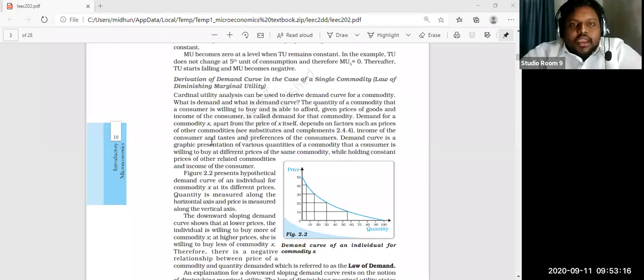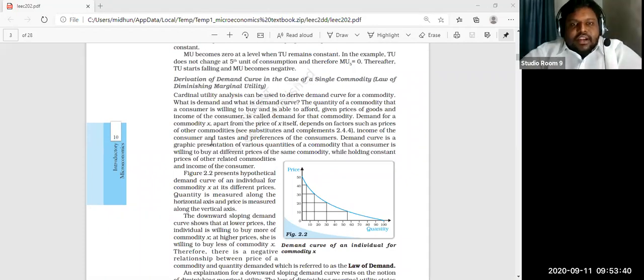Here, cardinal utility analysis can be used to derive the demand curve for a commodity. Look, demand curve. In the first chapter, we skipped one particular portion called the production possibility curve. The board has excluded or deleted that portion from the chapter. So here we are coming to such kinds of diagrams or curves.